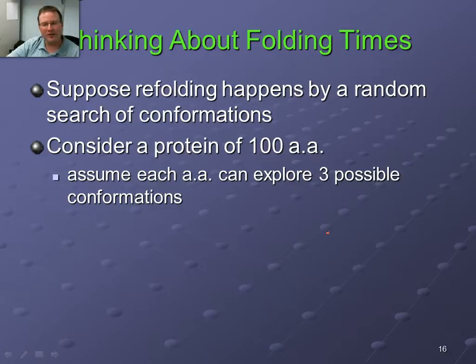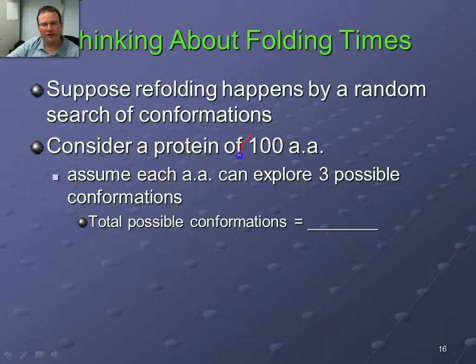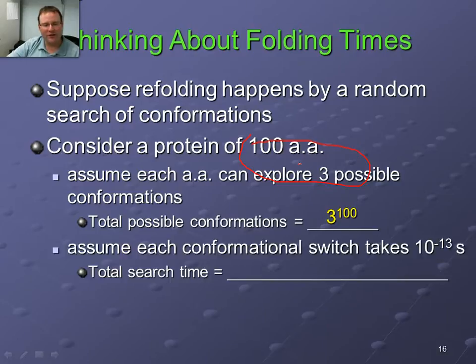It's just saying maybe the amino acid can go in the X direction or the Y direction or the Z direction, and it could actually do a lot more crazy combinations beyond that. But if we mathematically consider what that looks like, the total possible conformations is staggering. It's going to be 3 to the 100th power. That is a number that I can't even comprehend. But let's do better than that. Let's assume that each conformational switch, as it's doing its search, is fast, on the order of 10 to the minus 13 seconds. That's pretty flippin' fast.